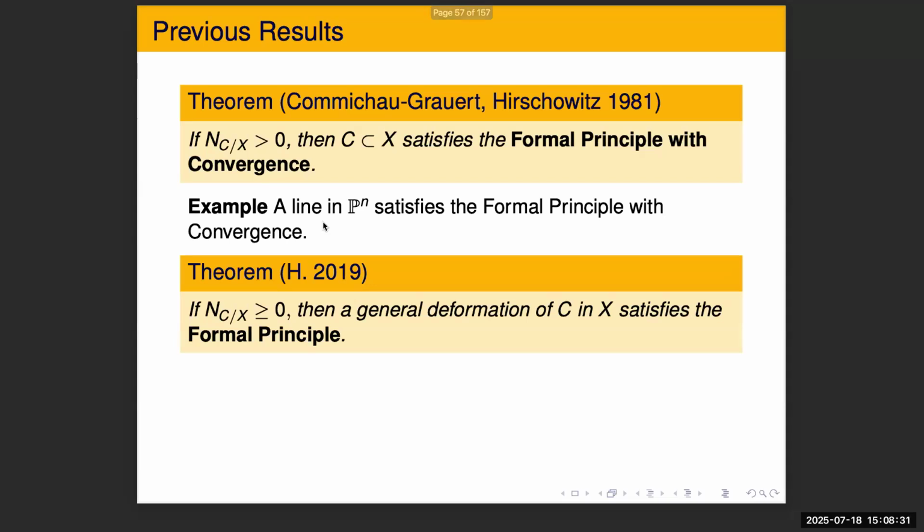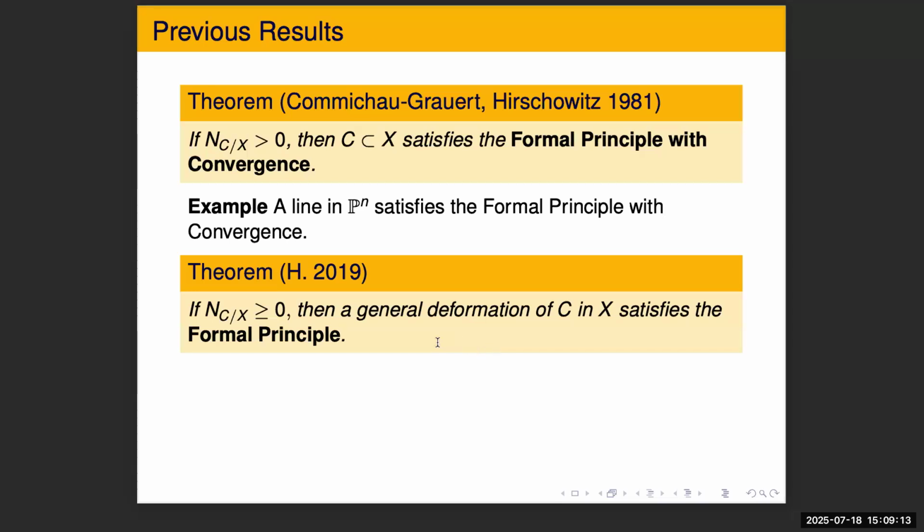And then a few years ago, I proved this result, that if the normal bundle is semi-positive, then a general deformation of the rational curve satisfies the formal principle. So we replace the positive normal bundle condition by the semi-positive normal bundle condition, and instead we have only the formal principle. And in fact, this was originally raised as a question by Hirschowitz. So this answers Hirschowitz's question.